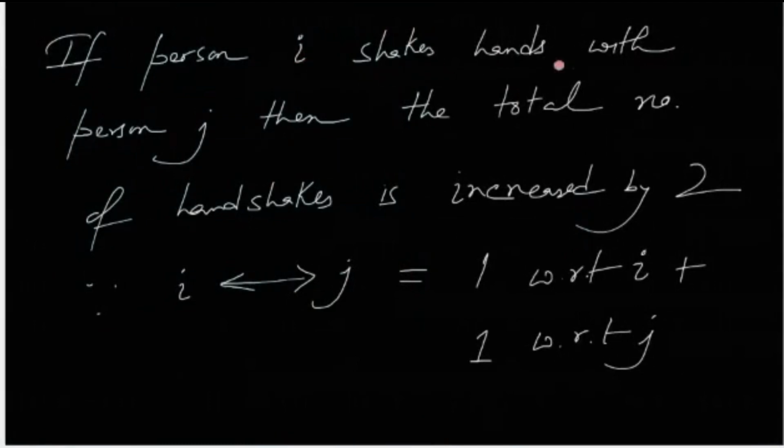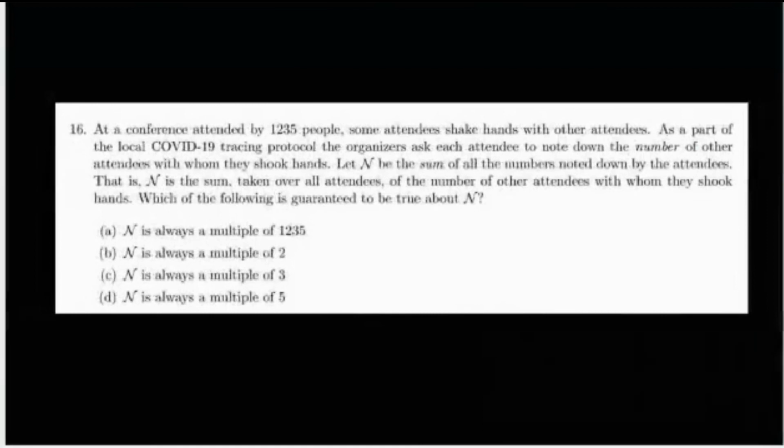Let's consider that each person has a number as an ID card: person 1, person 2, up to person 1235. If person I shakes hands with person J, then the total number of handshakes counted is increased by two. Why? n counts the total of what each person reports. Say person 1 reports how many hands he or she shook. It can be zero, one, two, three, whatever, and regardless of whether other persons have already counted or not, each person independently reports how many handshakes he or she had.